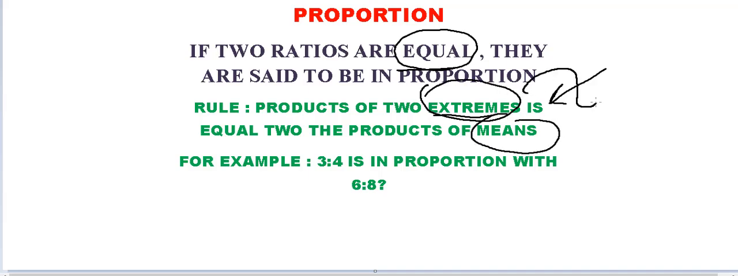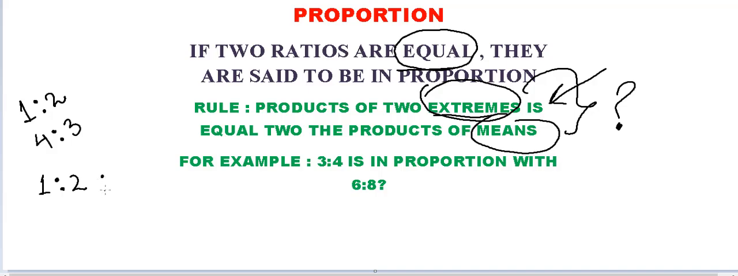Now the question arises, what is an extreme and what is a mean? So here I will explain it. If I have the first ratio as 1:2 and the other ratio as 4:3, now I can write it as a proportion, like 1:2. For proportion I use double colons, and now I use 4:3. These double colons identify the proportionality.